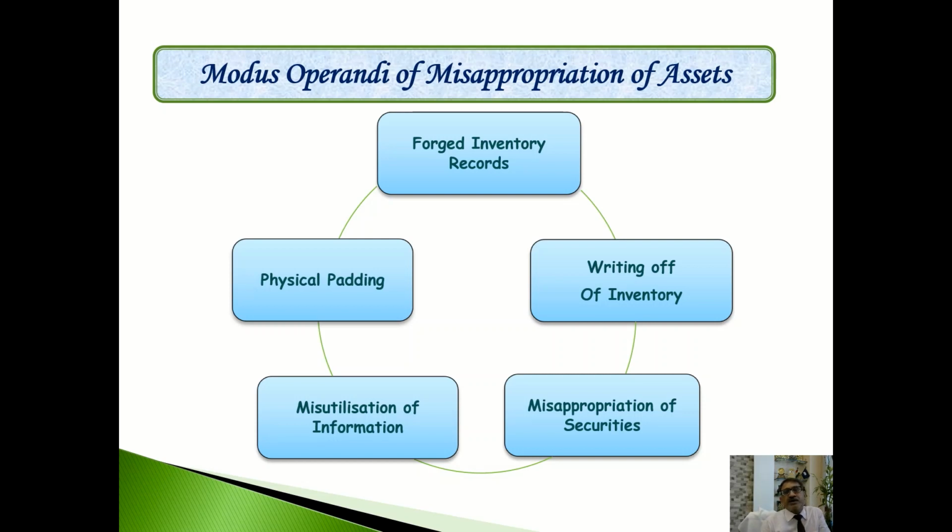The next one is physical padding. Physical padding means manipulation of inventory reports, and it is the most common method of concealment. Inventory is altered either by changing the perpetual inventory or by false matching during the physical inventory. That is called physical padding. The next one is the misutilization of information.